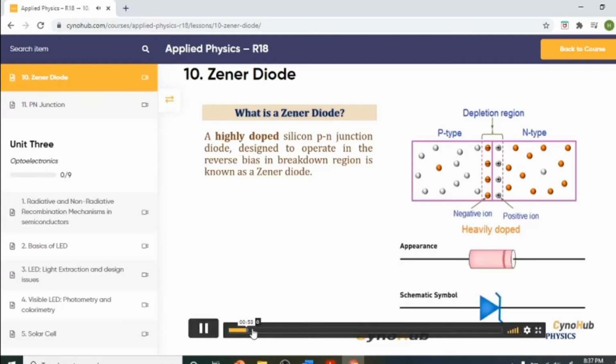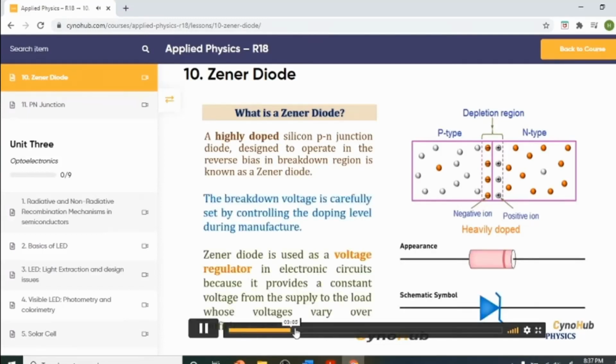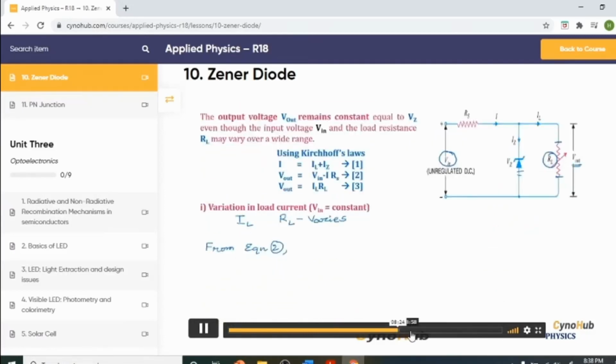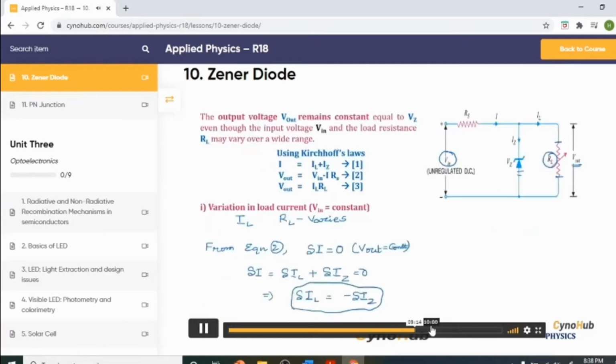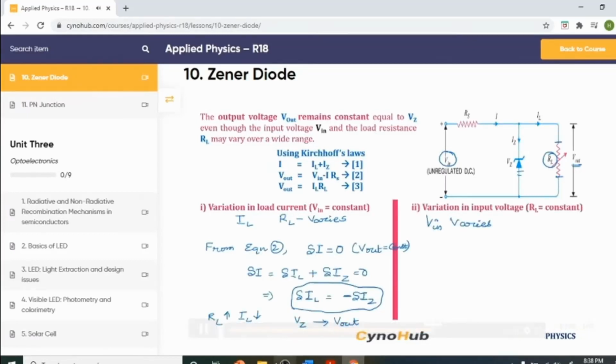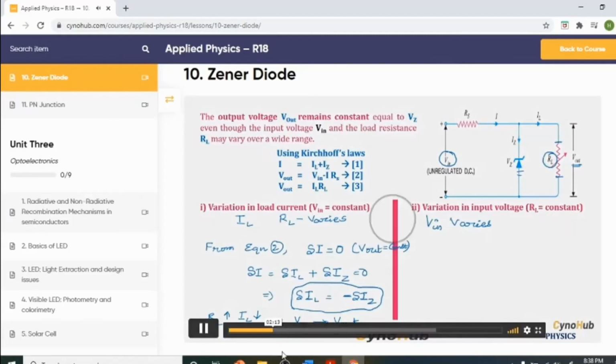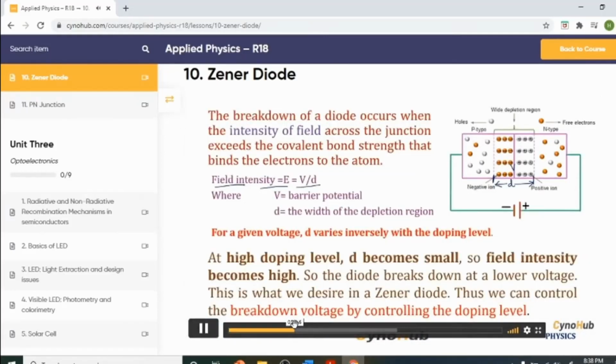So you would be having these animations, and you would understand them easily. This is like a PPT video. You'll be finding how the Zener diode functions also as a voltage regulator. So the question here is only about its characteristics. So you would have just an idea.